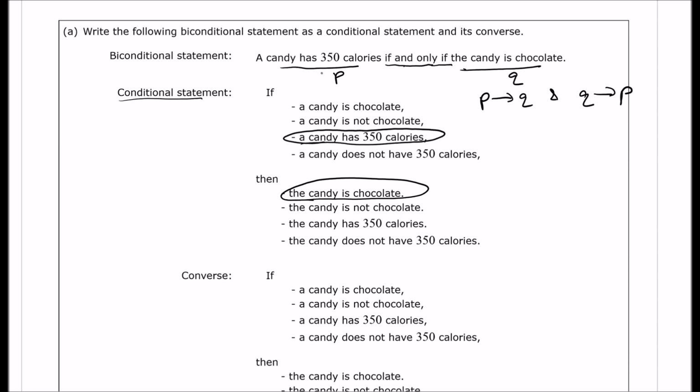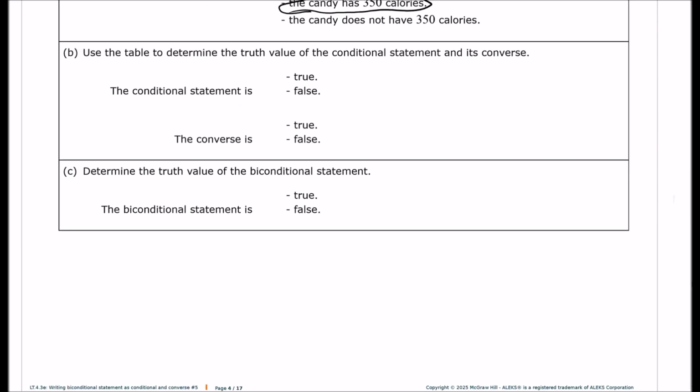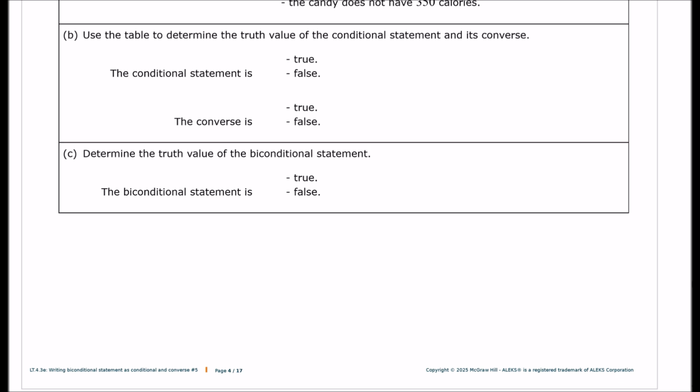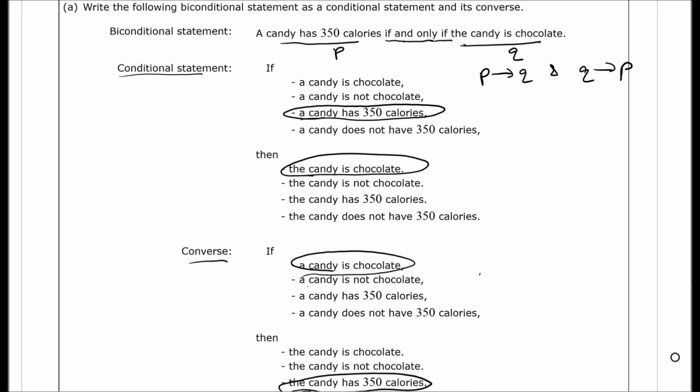Okay. Now let's do the converse. The converse is reversing it. So now if a candy is chocolate, then the candy has 350 calories. All right, so there's your conditional and the converse. Now use the table to determine the truth value. Let's look at the conditional statement. Is that true or false?